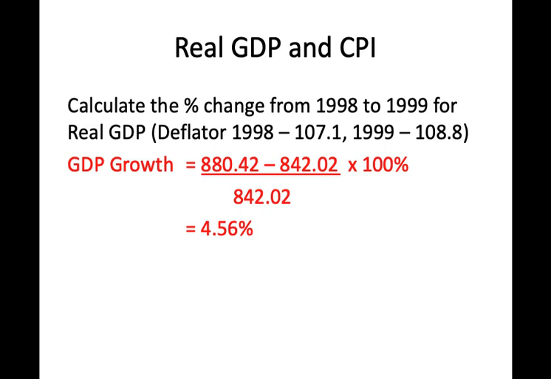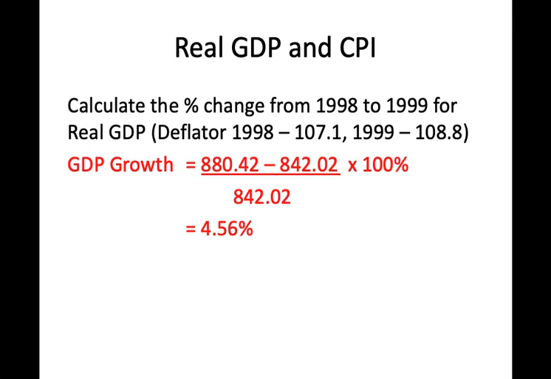This is less than our GDP growth rate for nominal GDP of 6.2% from the previous slide. And so we can see that if you remove prices from this equation, it gives us a better and more accurate depiction of what GDP growth would have been.